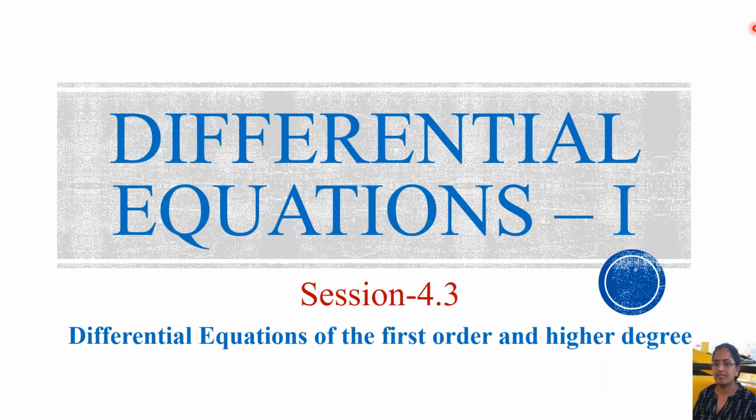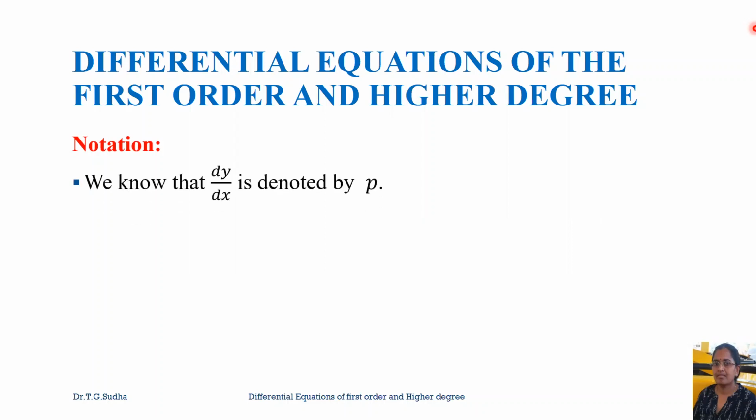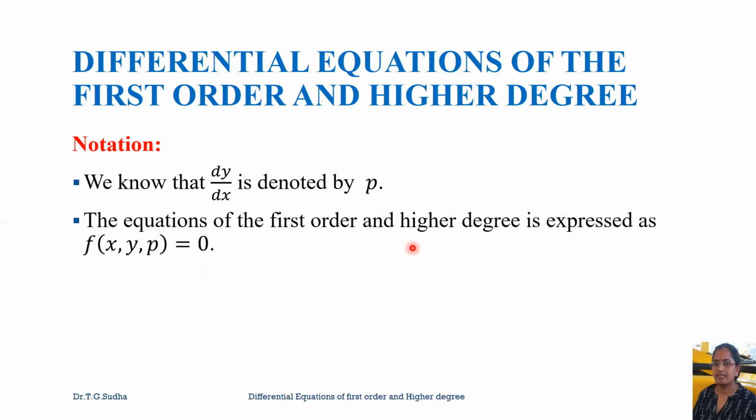In this session, let us discuss differential equations of the first order and higher degree. We are going to recapitulate the notations which we have used in the previous sessions. The first notation is dy by dx denoted by the letter small p, and the equations of first order and higher degree are also expressed as f of x comma y comma p equal to 0, where once again p is dy by dx.